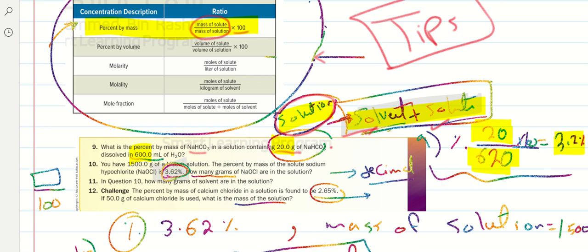Okay, question number 10. You have 1,500 grams of bleach solution. The percent by mass of the solute sodium hypochlorite is 3.62%. So here they give you the percent. Okay, how many grams? Easy.